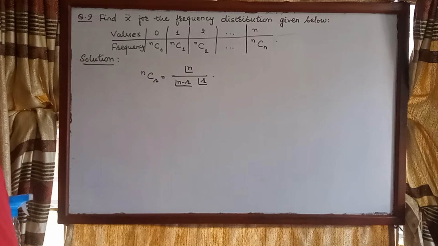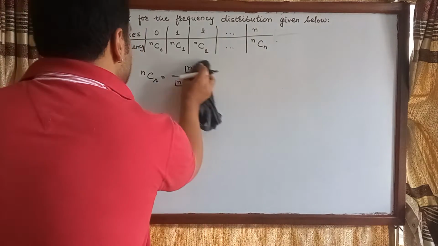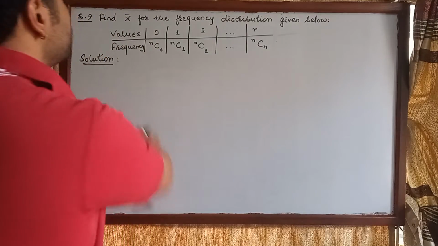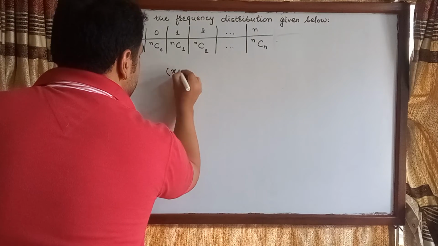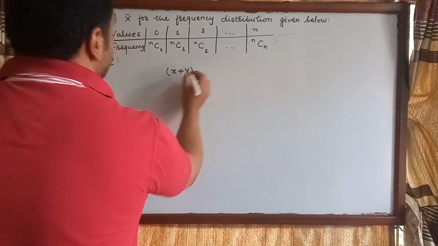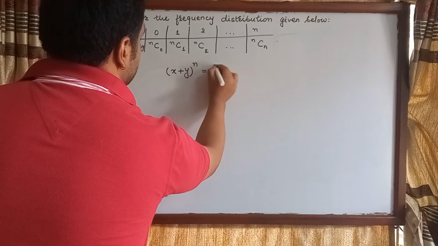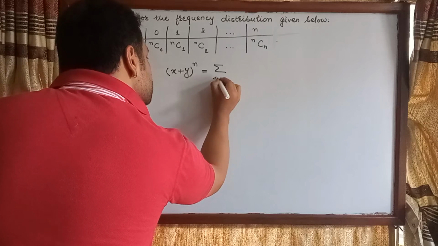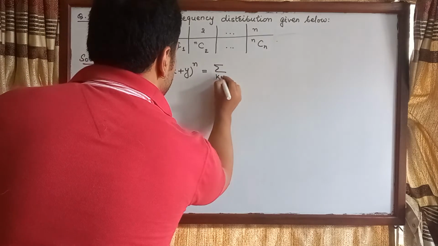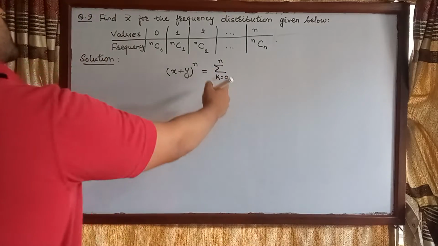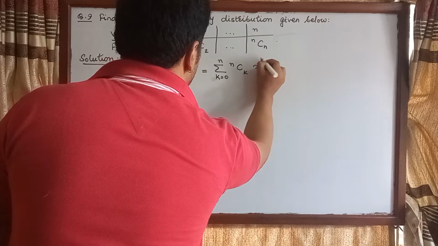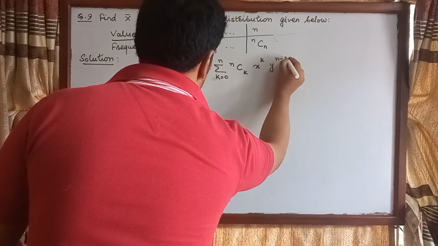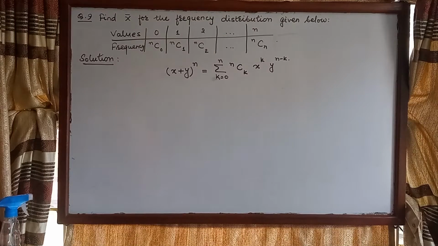Before discussing the solution of this question, let's look at a well-known formula. We can prove it by induction, which we are not going to do right now. If n is any positive integer, then x plus y raised to the power n is equal to the sum, with k running from 0 to n, of nCk times x raised to the power k times y raised to the power n minus k.